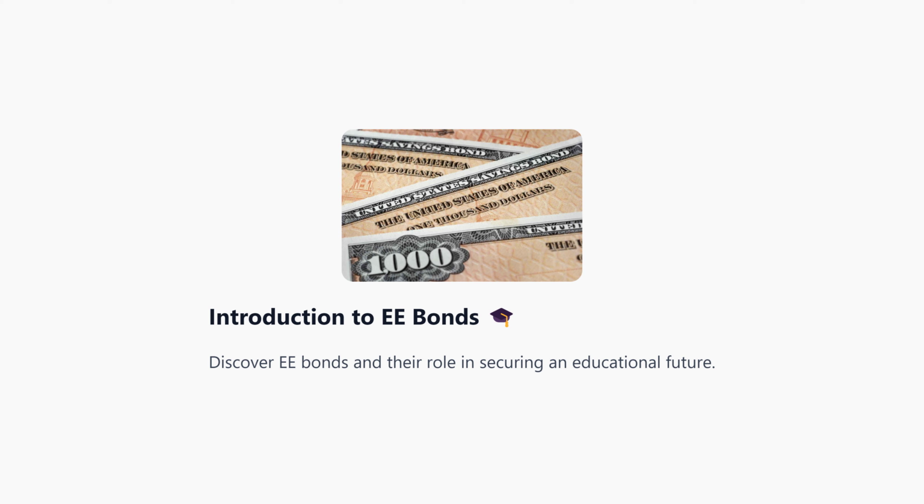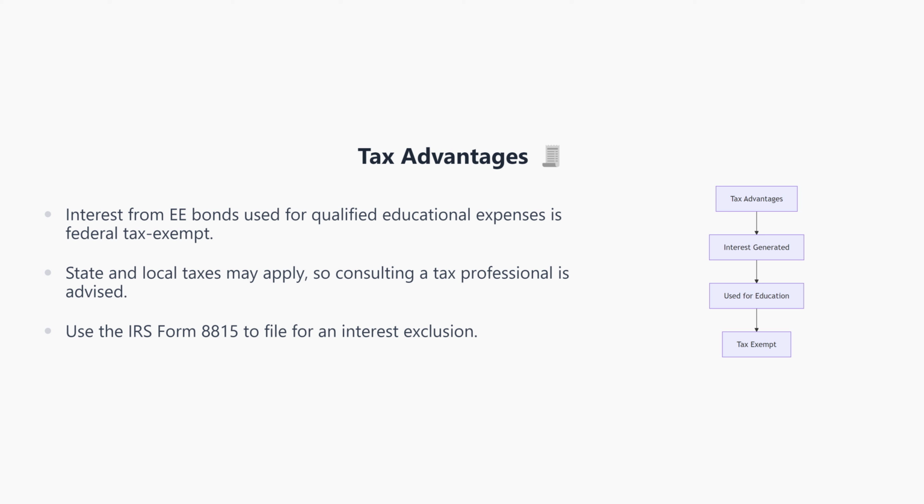Let's begin with an introduction to e-bonds. These are savings bonds offered by the U.S. Treasury, commonly used as a saving tool for educational expenses. They are known for their relative safety and fixed interest rate.